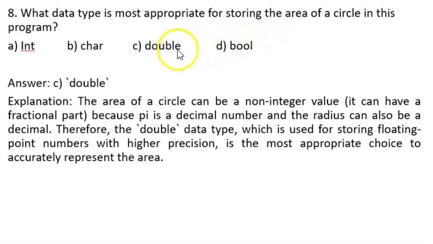The answer is the most appropriate type for the area of the circle. Pi r squared gives floating point numbers. Double is the answer because the area of the circle can be a non-integer value. It can have a fractional part because pi is a decimal number and the radius can also be a decimal. Therefore, the double data type, which is used for storing floating point numbers with higher precision, is the most appropriate choice to accurately represent the area.